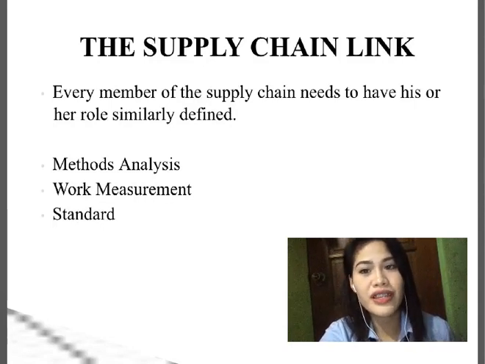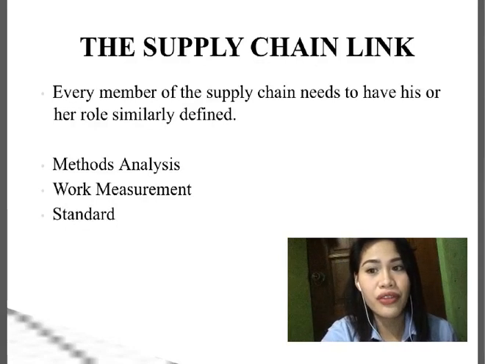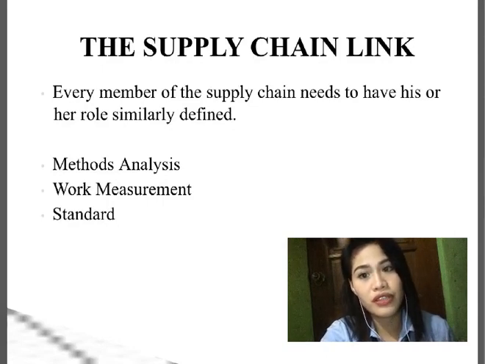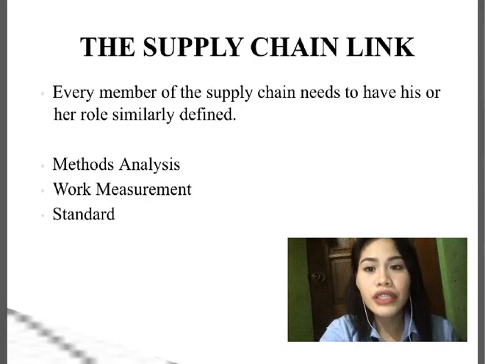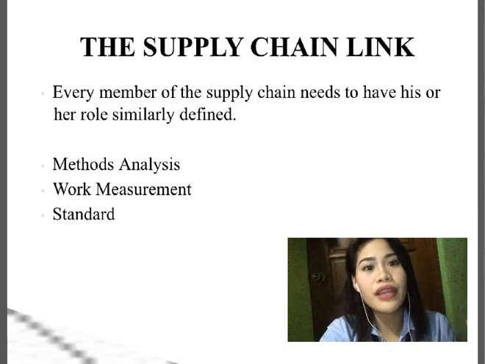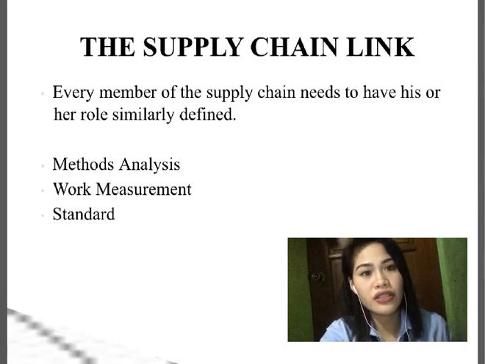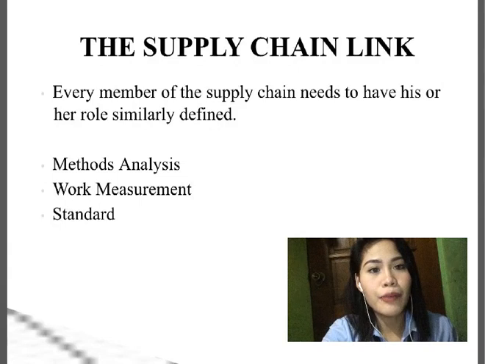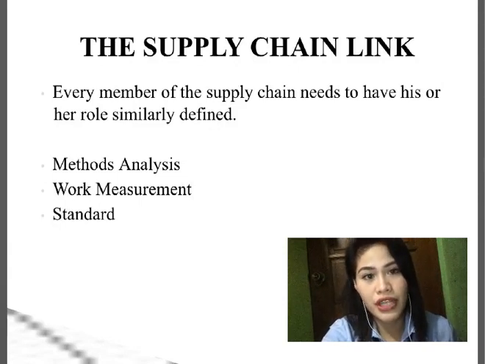Work system design includes job design, methods analysis, work measurement, and compensation. Each of these is critical to successful supply chain management. Job design requires clearly specifying what has to be done, who has to do it, how it should be done, and how it should be measured. Like I've said, every member of the supply chain needs to have his or her role similarly defined.